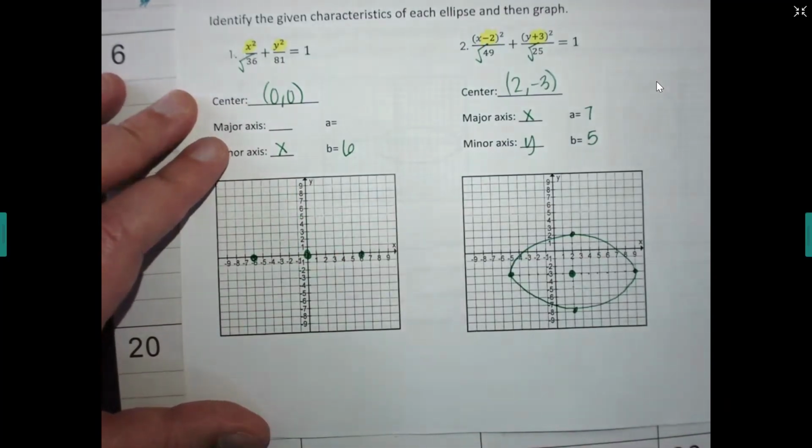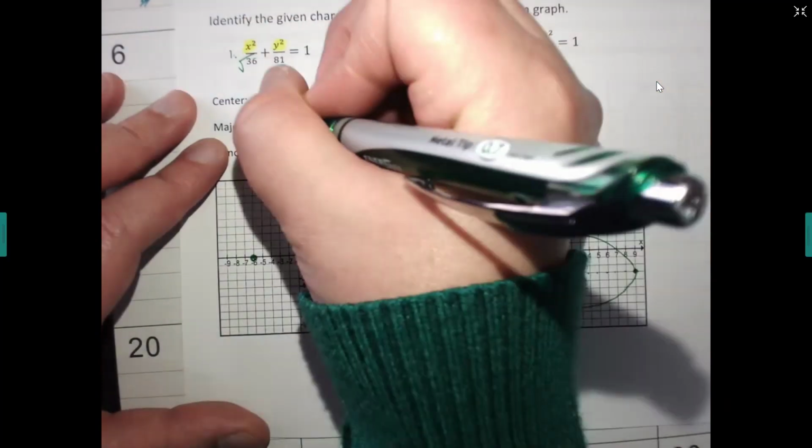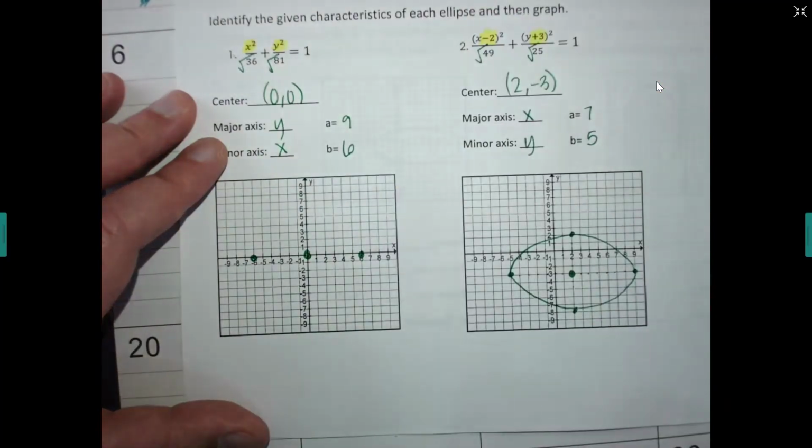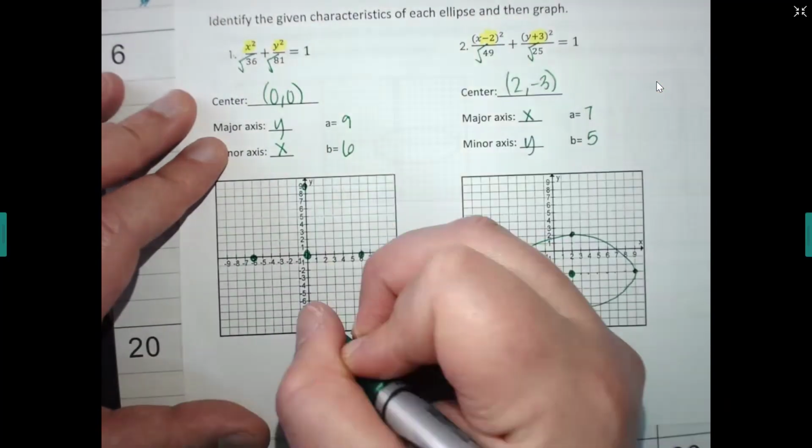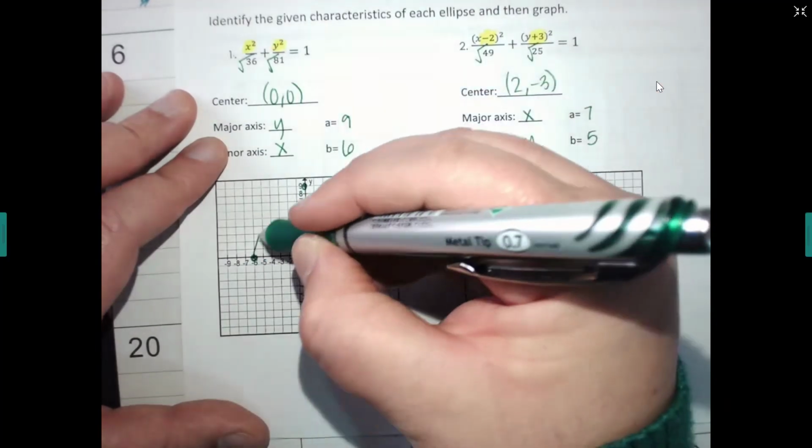Then for my y number, I see it's got an 81. That's the bigger number. Then my y is my major, and the square root of that is 9. So it'd be 9 up, 9 down, and then draw your own.